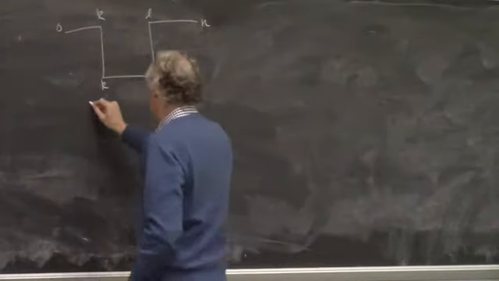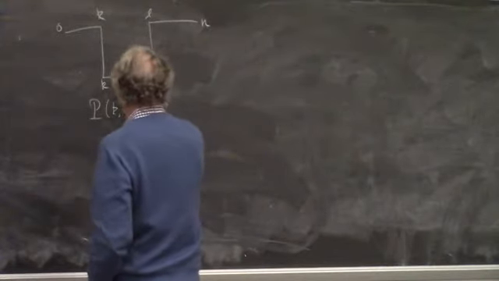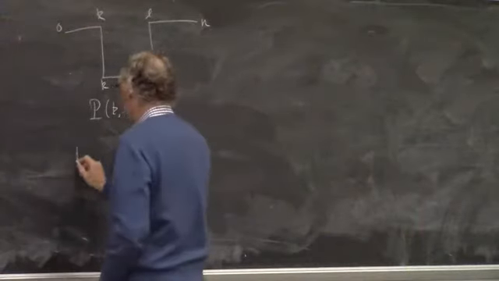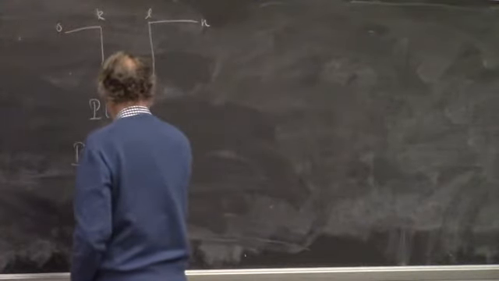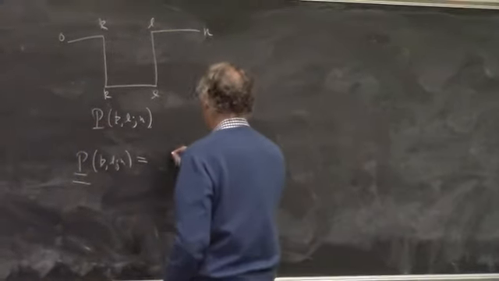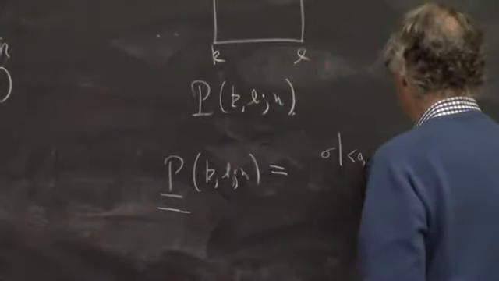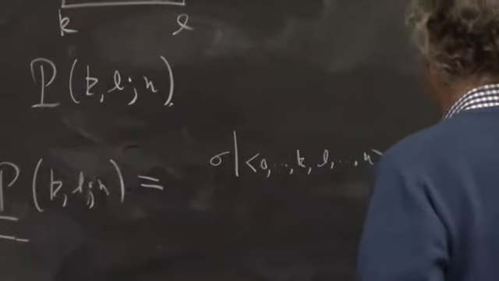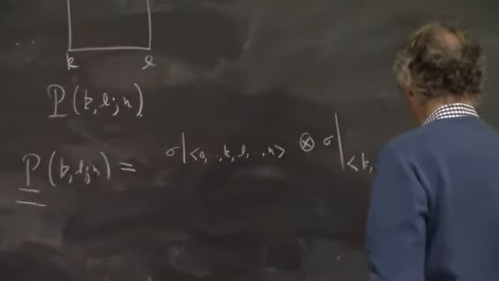So we call this diagram P, K, L, N. K and L being the breakpoints, and N being the simplex we're talking about. And then the element in the tensor product, P bar, K, L, N, underline, would simply be the tensor product of sigma restricted to the face with vertices 0 up to K and L up to N. And so the restriction of sigma to the face with vertices K up to L.